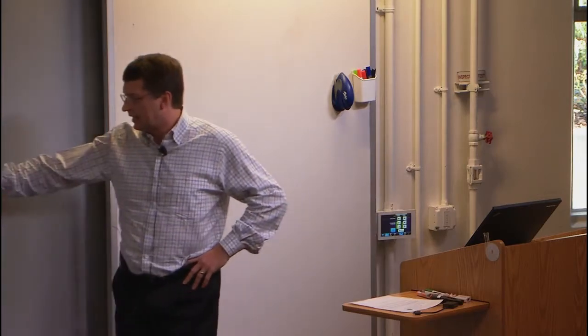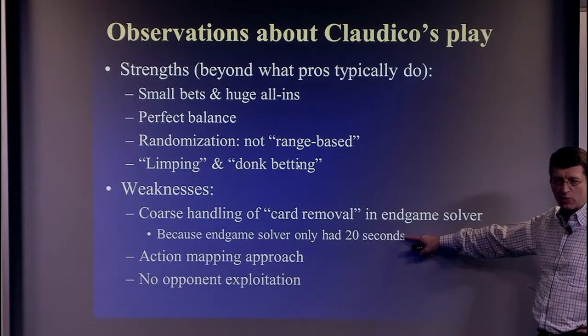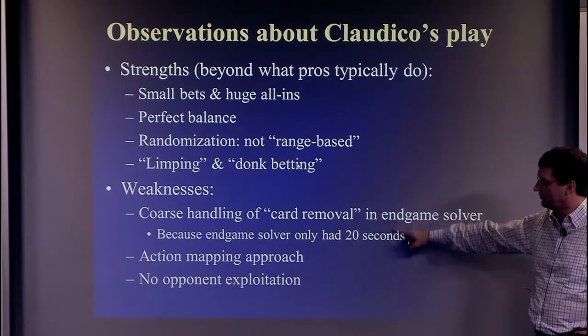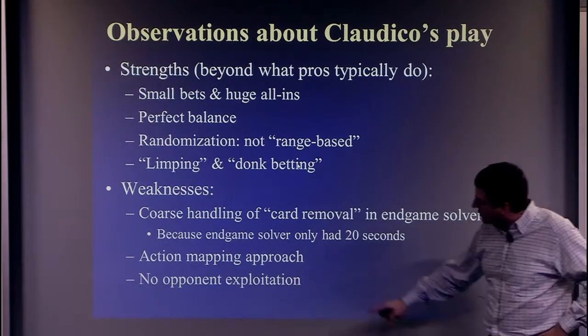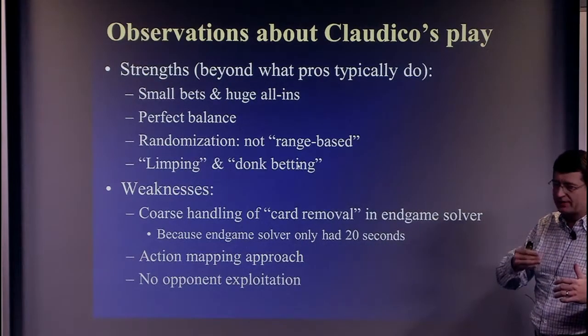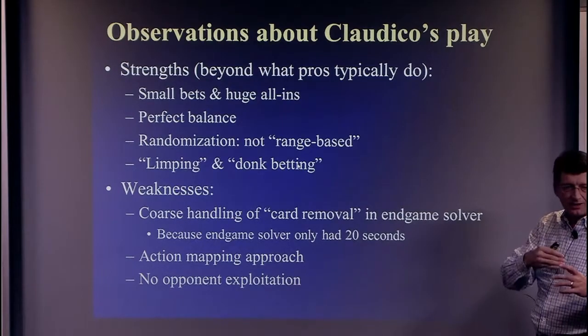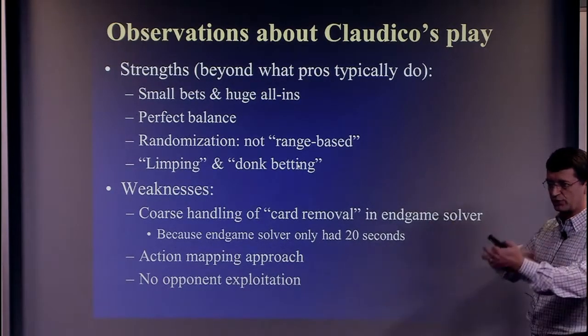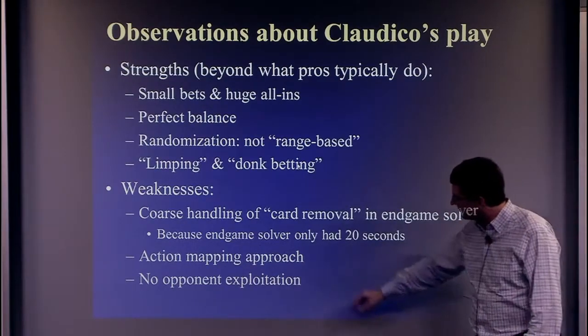It's just that we had to use an abstraction there as well that was coarse enough so that we could do it in 20 seconds, and that's why the humans observed its problem. Action mapping, well, the whole approach is that if the opponent plays an action, we have to map that action back into our abstraction. There's some exploitability there. That's not just a function of Claudico. It's actually an issue with the whole framework that's being used today.